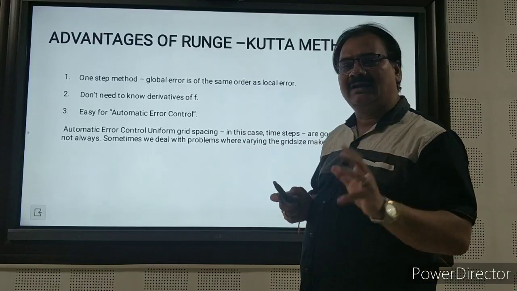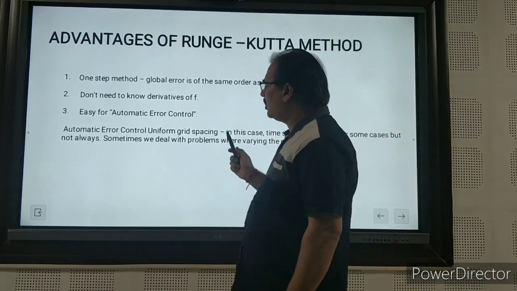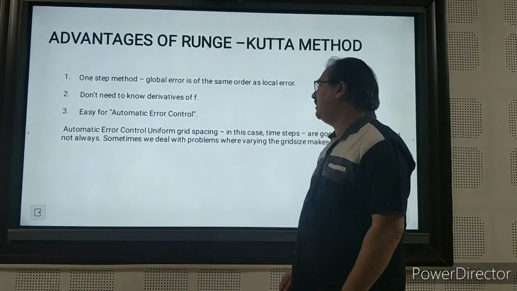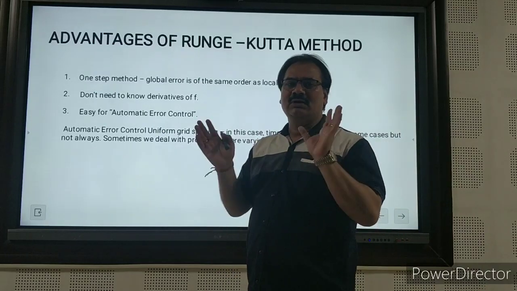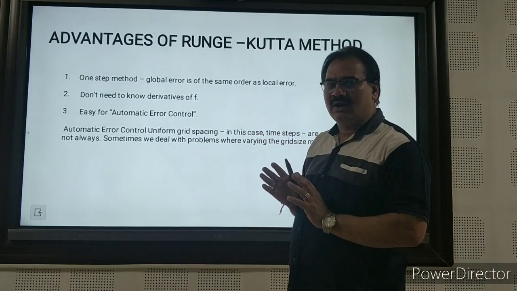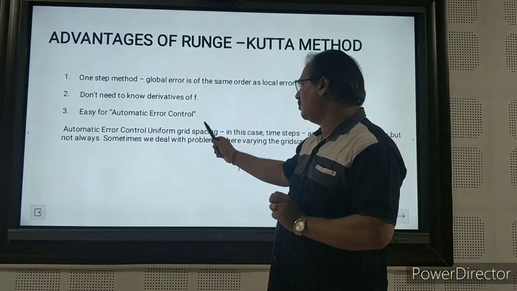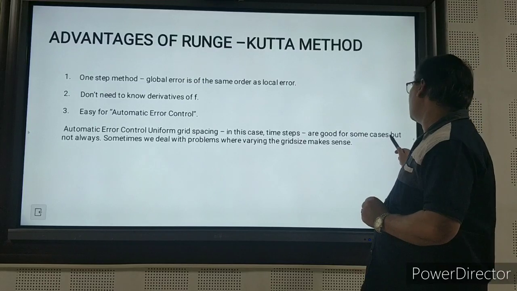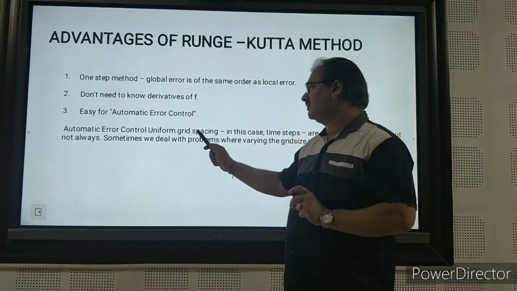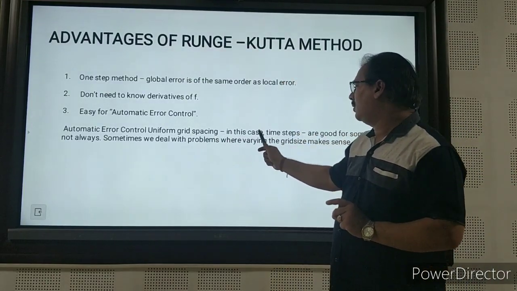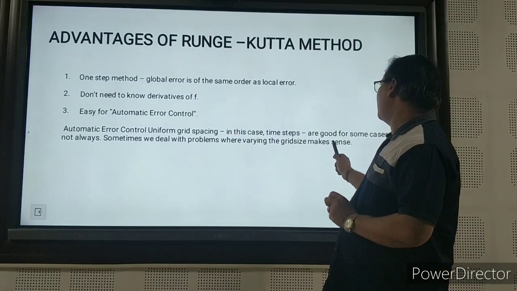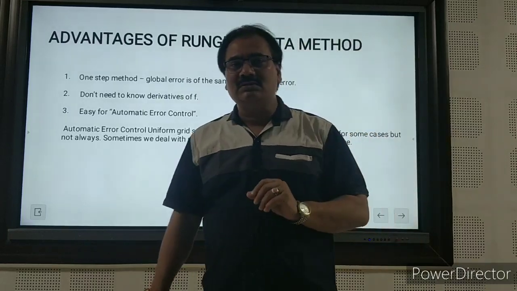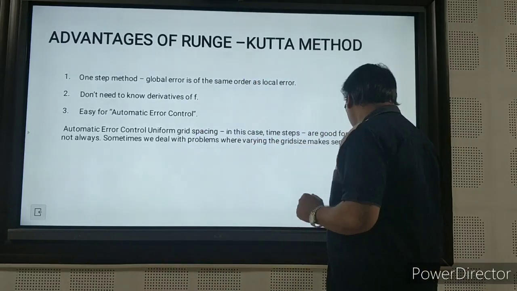Just for the sake of that information, engineering students, I have already taken this line here: automatic error control, uniform grid spacing. This is usually used in this sector of engineering. In this case, uniform time steps are good for some cases, but not always. Sometimes we deal with problems where varying the grid size makes sense. In that sense, the experts are using the Runge-Kutta method very efficiently.